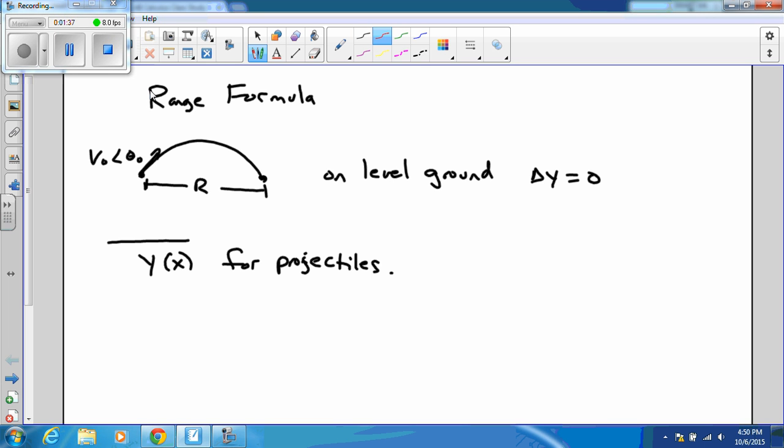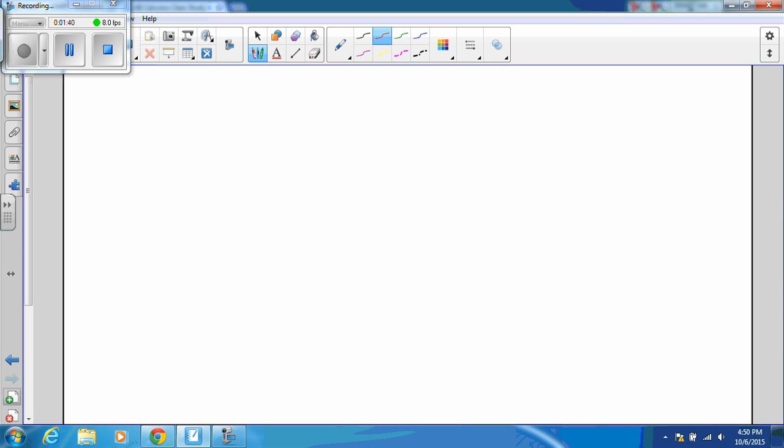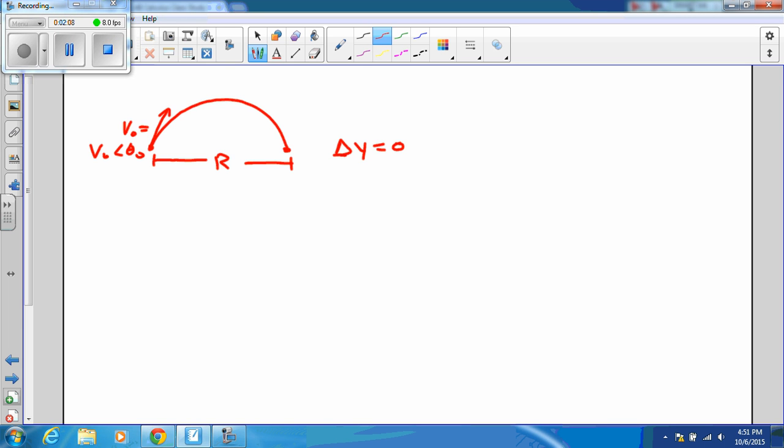So, here we go. Let's first consider the question of finding the range of a projectile. And our setup is going to be that we have an initial velocity, v0, equal to some speed at some initial angle, like that. And we're going to fire our projectile on level ground so that delta y is equal to 0. And what we'd like to do is find the distance, delta x, which is called the range, that the projectile travels.